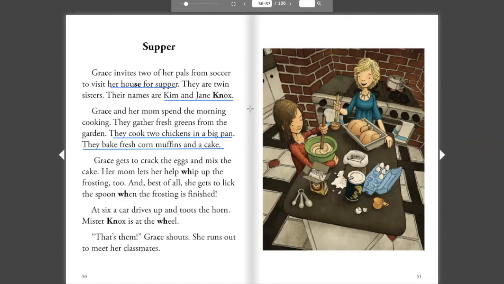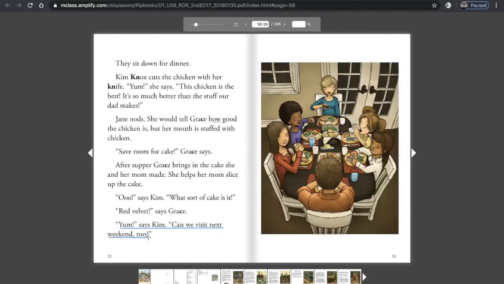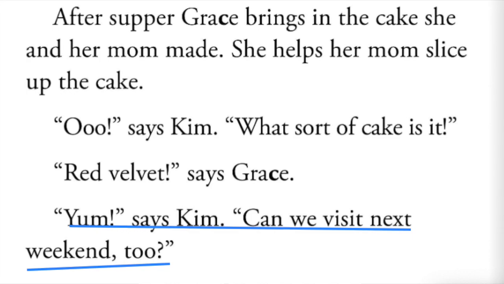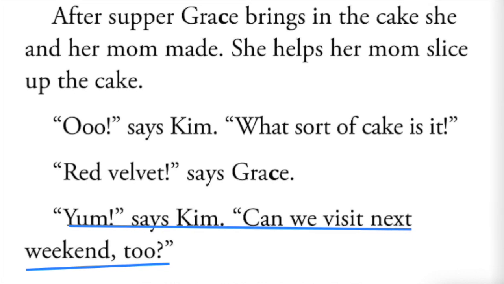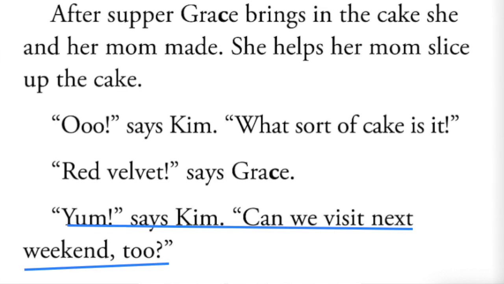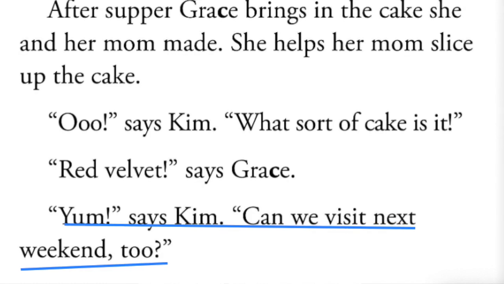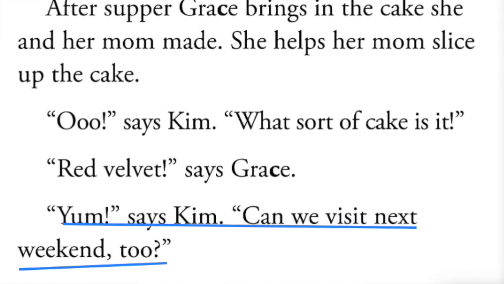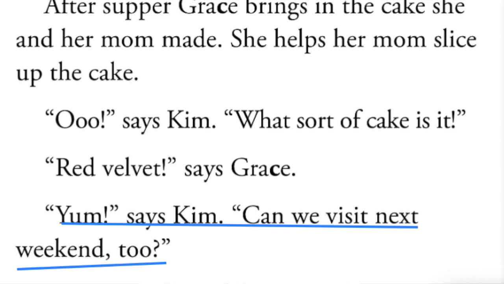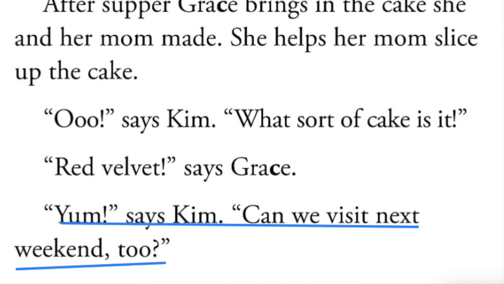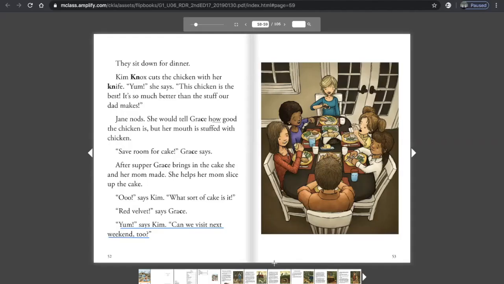Well, let's go to the page where she said that. Aha, I found where she said it. Yum, says Kim. Can we visit next weekend too? I wonder why she said that. Try and read the text above it to figure out why she would want to come next weekend too. You may pause the video to do this. If you said Kim likes the food at dinner or supper, you are correct. Great job answering some comprehension questions.